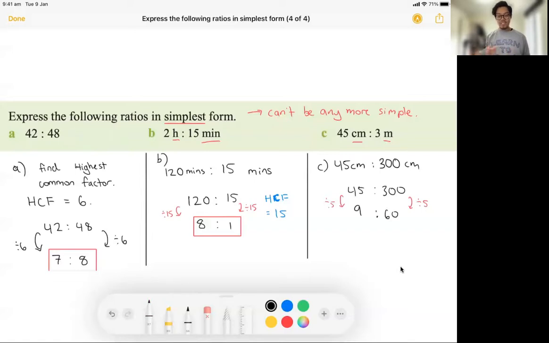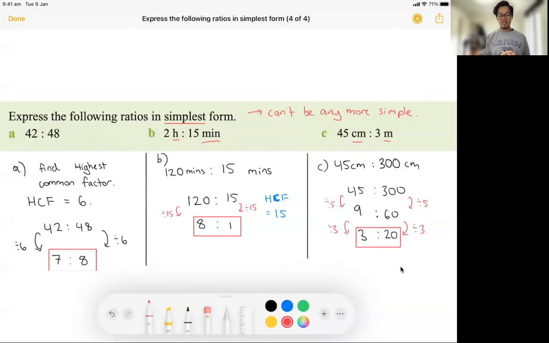Now I look at 9 to 60. Does that look as simple as it can be? Not quite. I think I can still simplify it some more. And here I can see, you know what, I can definitely divide each by 3. So I'm going to divide each side by 3, divide by 3, divide by 3. Let's see what we get. What's 9 divided by 3? It's 3. 60 divided by 3 is 20. Now, if I look at 3 and 20, can I divide that any more? Can I simplify it any further? No. So 3 to 20.